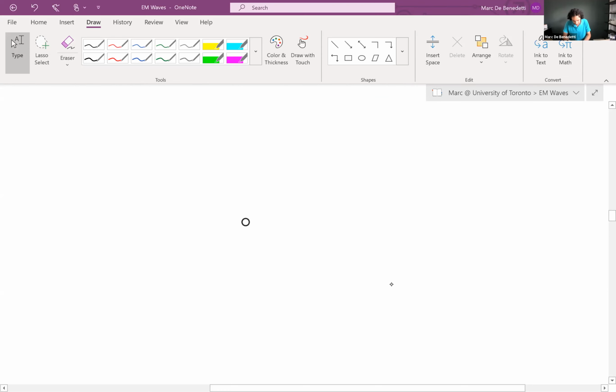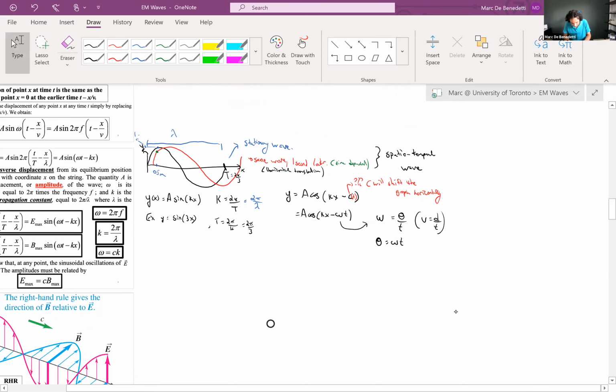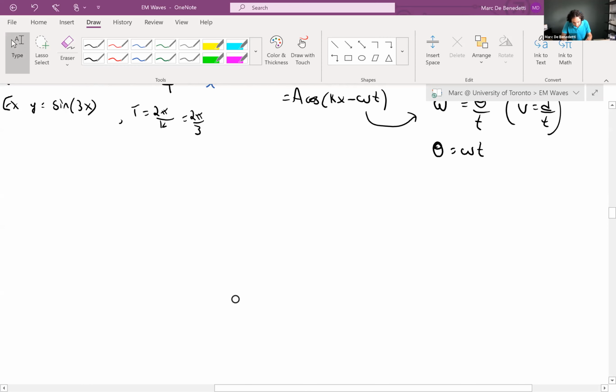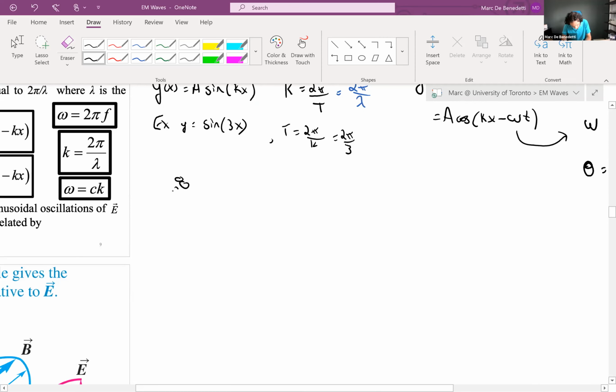So we say, therefore, our magnetic field is a function of space and time, x and t, and it can be represented as an amplitude, let's call it b naught, times cos of kx minus omega t, for instance.